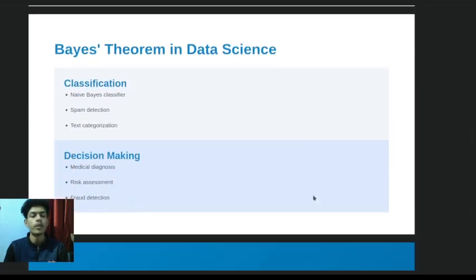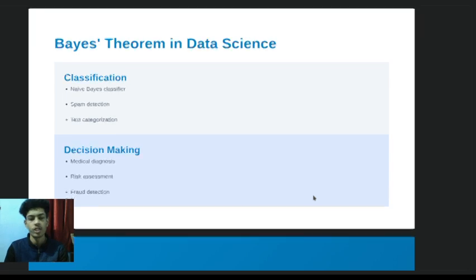Now Bayes theorem in data science is used for classification, that is the naive Bayes classifier, for spam detection, text categorization, and in decision making like medical diagnosis, risk assessment, and fraud detection.